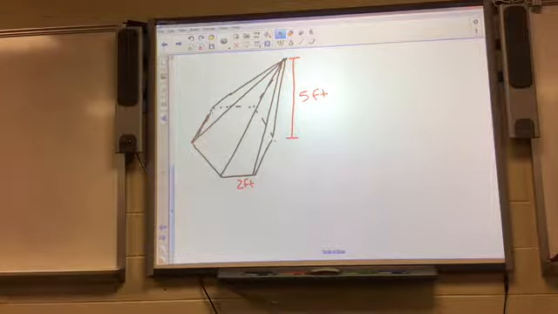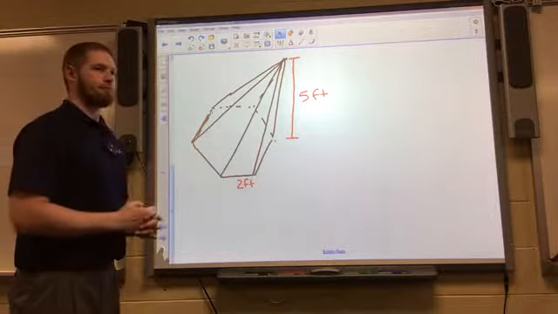Okay. So a lot of times they'll give you that height. Notice in your example 1 they gave it to you as 4. I want to find the volume.